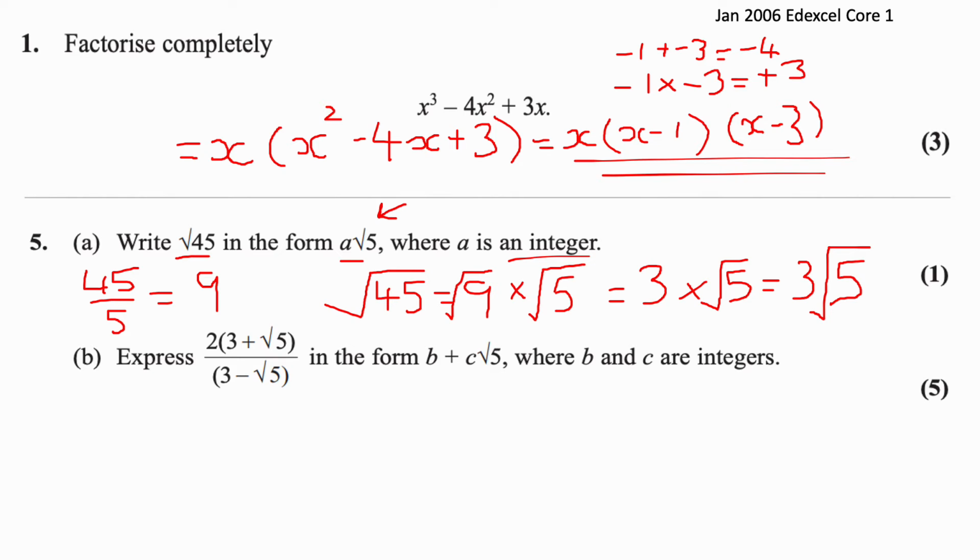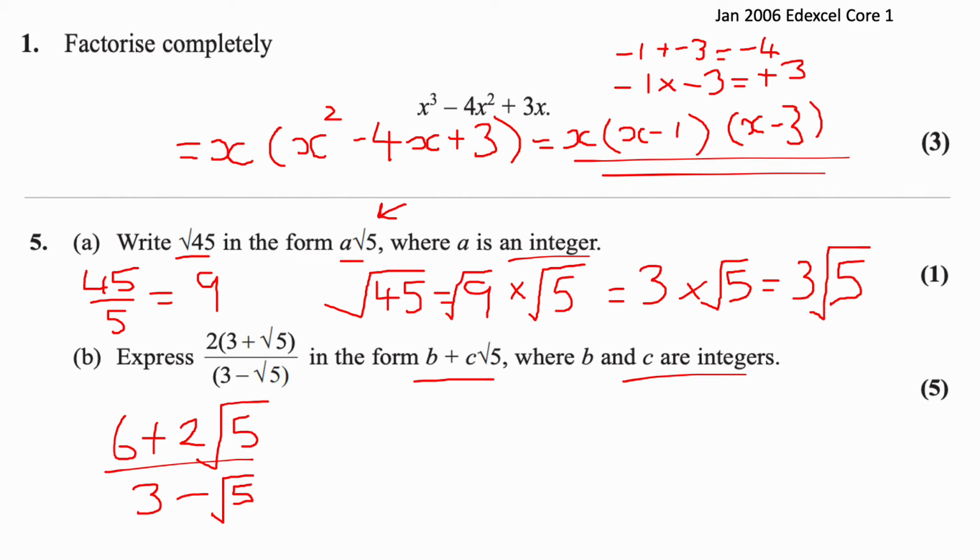Part B, express this in the form b plus c root 5, where b and c are integers, and it's a 5-mark question, so we have to rationalize this. Now, first of all, I'm going to expand the bracket on the numerator, so I get 6 plus 2 root 5. That's all over 3 minus root 5.